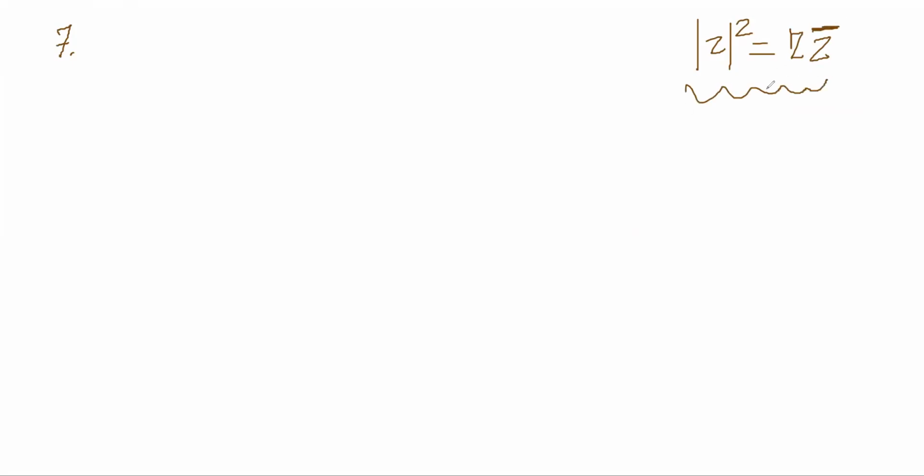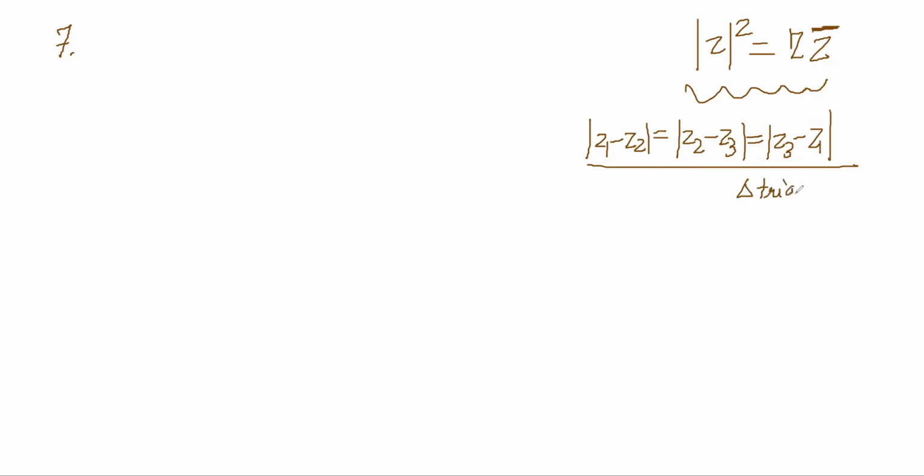So for example, if I had to prove that the triangle was equilateral, in the previous case, mod of z1 minus z2 was equal to mod of z2 minus z3, which is equal to mod of z3 minus z1. So how will we simplify this condition to make sense? This is for an equilateral triangle. How do we get to a different condition here? What you can do is take any two and square.